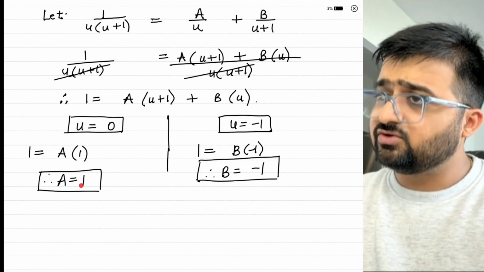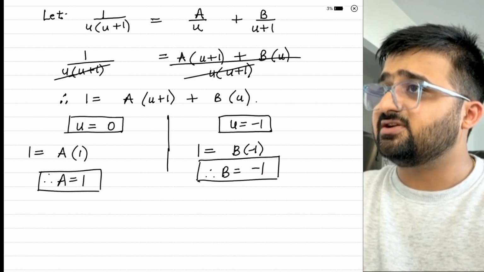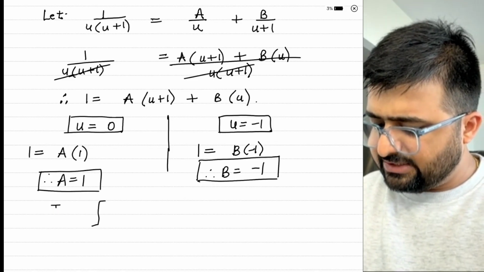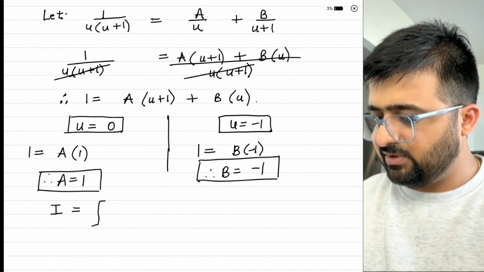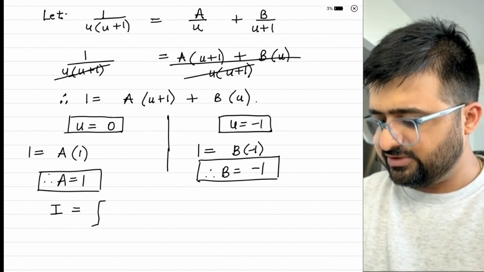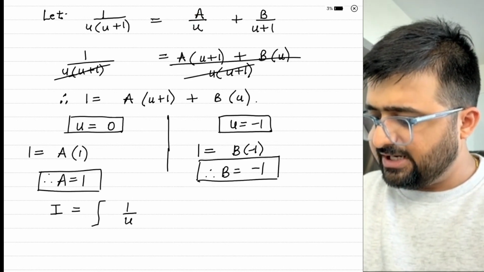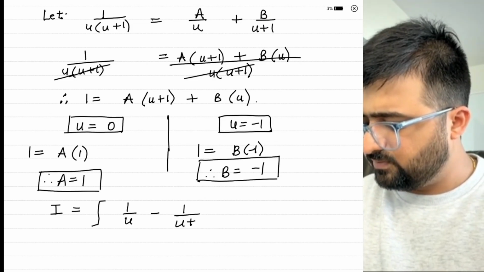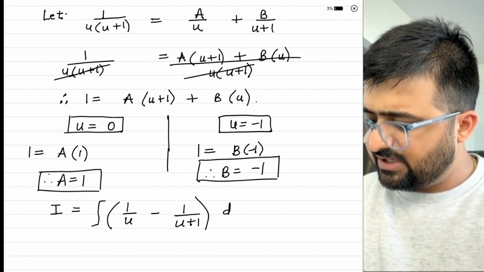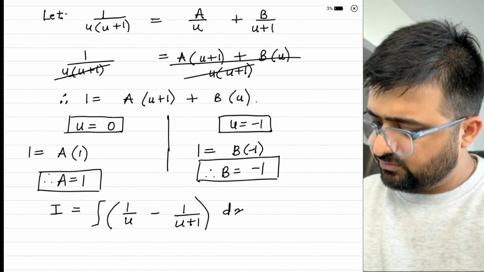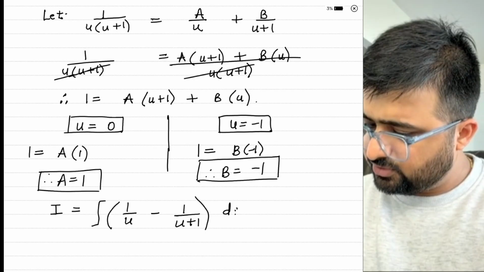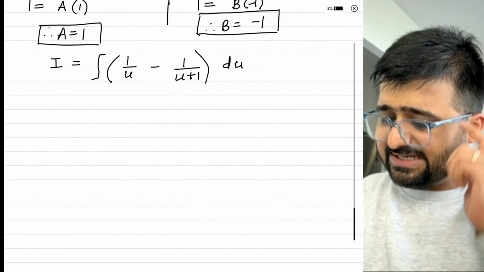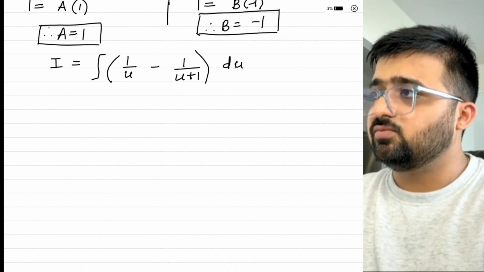Now we can substitute those values of a and b in this partial fraction equation over here. In fact, we can rewrite our integral. Our integral, let's say it was I, will become a over u, which means 1 over u, and b over u plus 1, which means minus 1 over u plus 1. We are integrating with respect to u at this point. Now it's very easy to integrate. We can just distribute the integral to both of those terms.